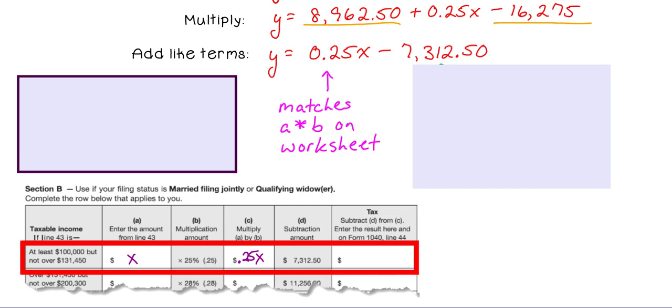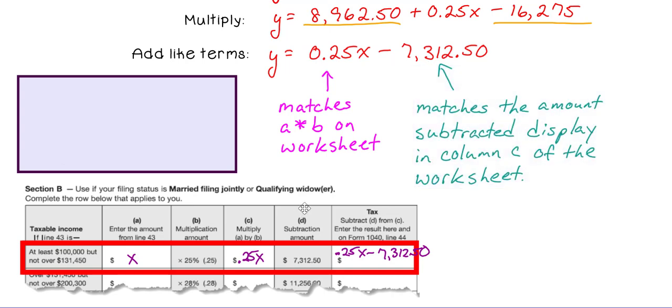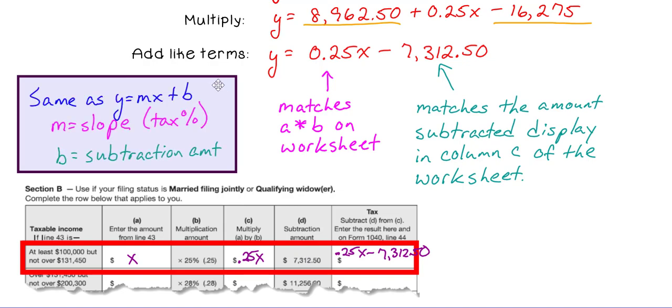And then for the tax column, we would subtract the $7,312.50. So that $7,312.50 matches the subtraction amount from column D of the worksheet. So what happens is this is now in y equals mx plus b format. And we know that m is the slope and that matches the tax percent. B is the subtraction amount.